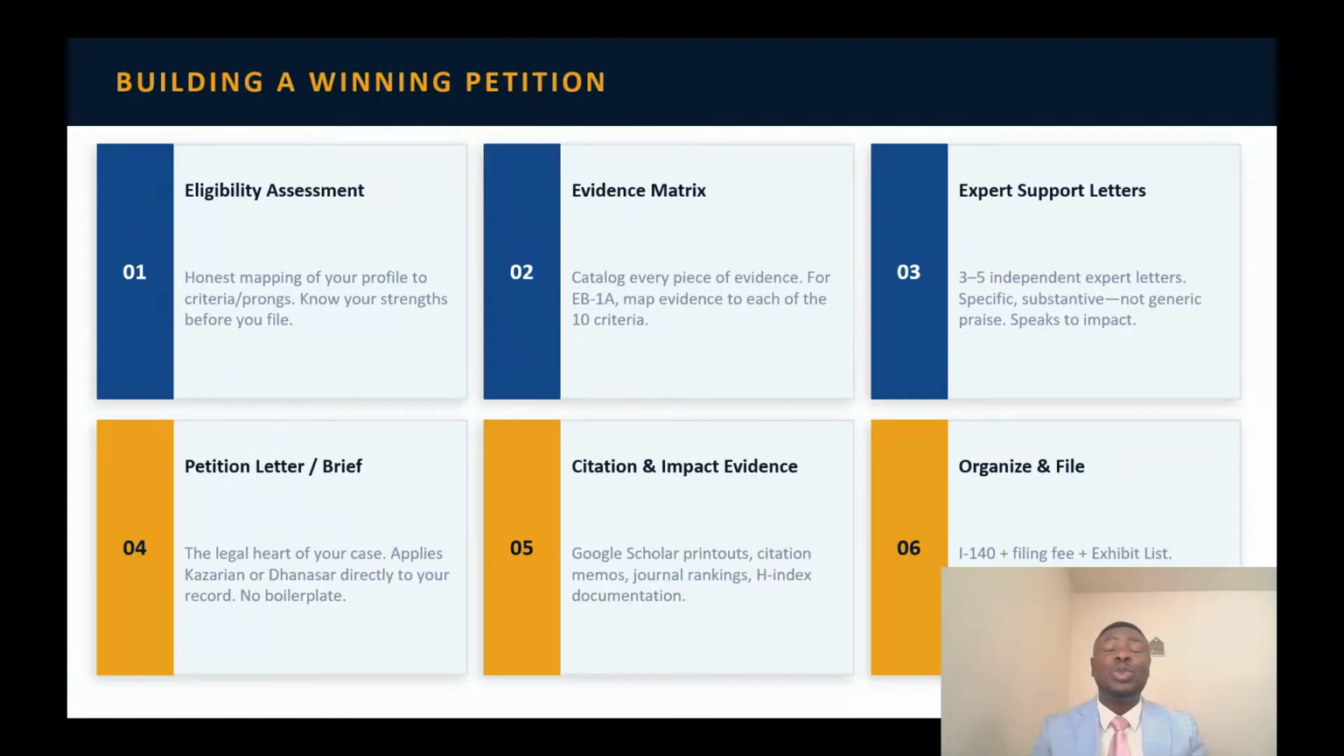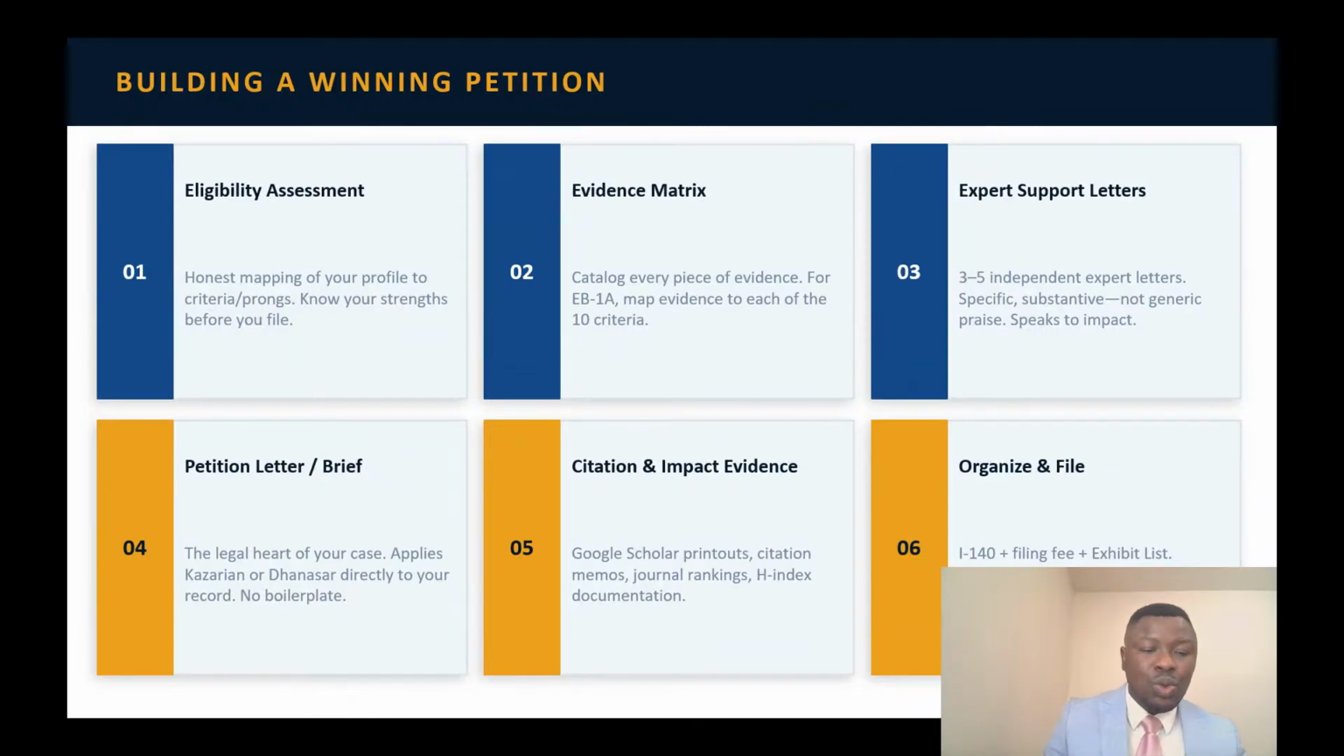So there are two kinds of recommendation letters: the dependent recommendation letter and the independent recommendation letter. Whenever you want to file your case, it is always good to have both. The independent recommendation letter is from someone who does not know you, who does not have any professional relationship with you. But the dependent recommendation letter could come from your collaborators, your supervisors, and so on.